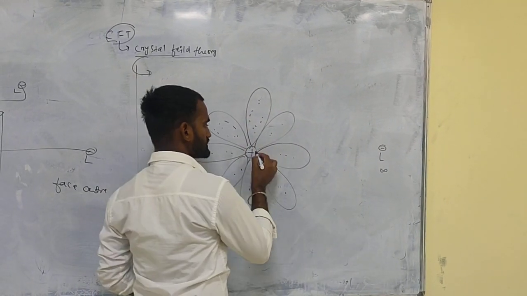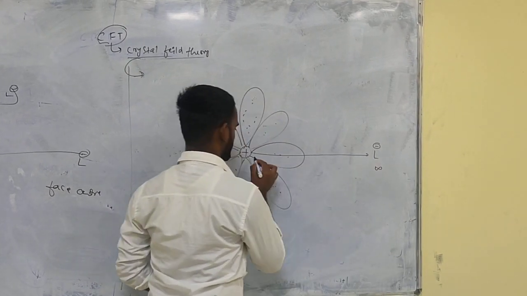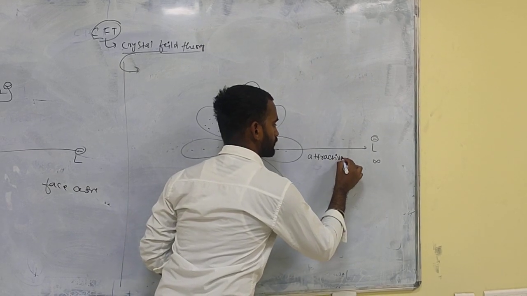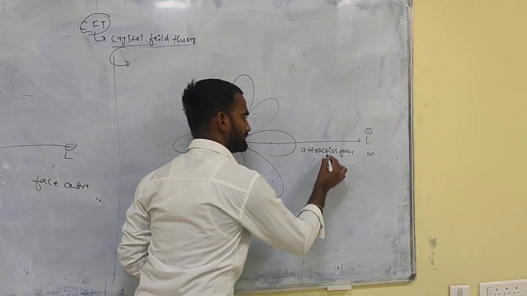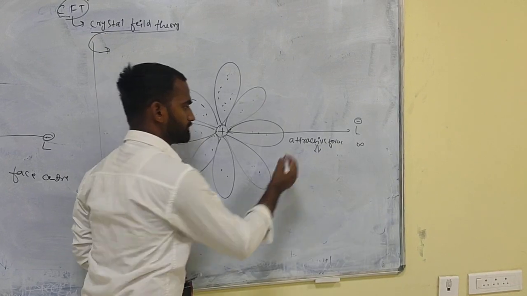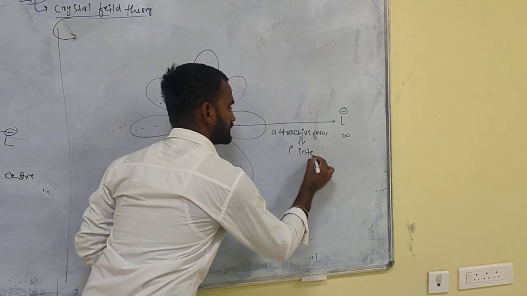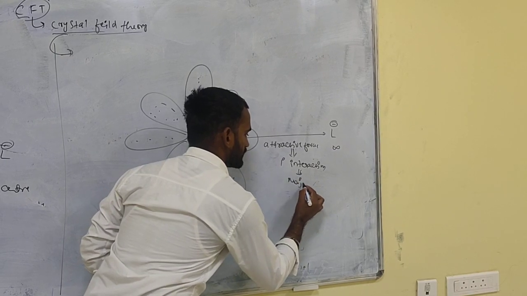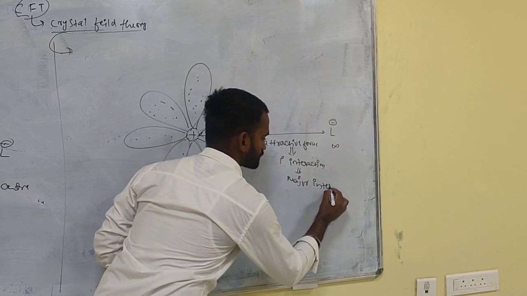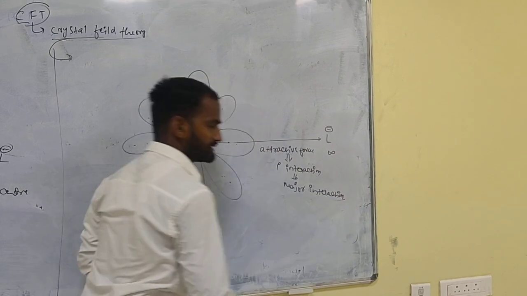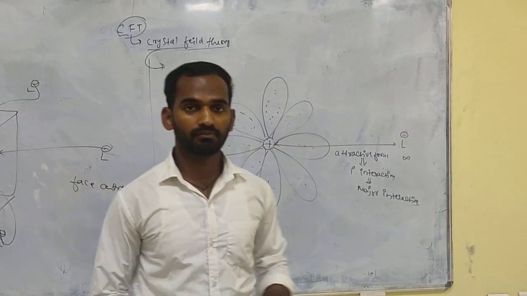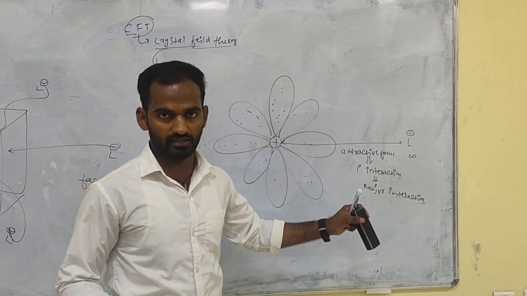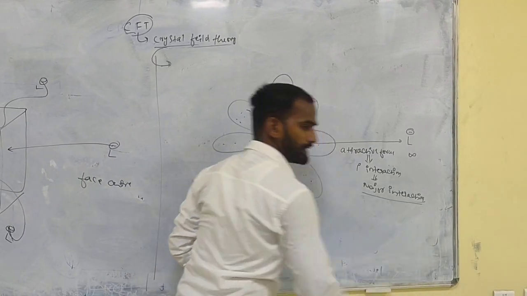You consider the ligand is at infinite distance, and this is a metal which has a positive charge. The first interaction between the ligand and this metal will be an attractive force. This is the primary interaction, also called the major interaction. Why is it called a major interaction? Because it has a big effect on the splitting of the d orbital. That's why we call it a major interaction.